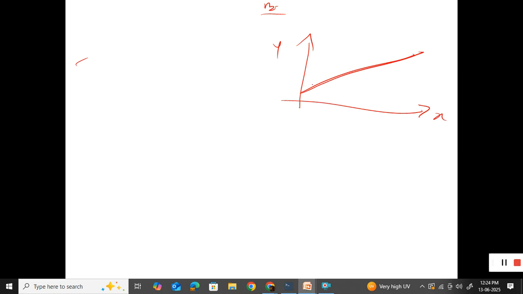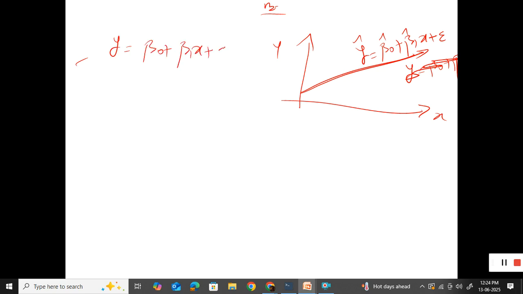My hand is a little bit shaking, and here this is y equal to beta naught plus beta 1 x plus e. So this is the equation for the linear regression. Especially this line represents y hat is equal to beta naught hat plus beta 1 hat x. The actual equation for the simple linear regression algorithm is beta naught plus beta 1 x plus e. This is the actual linear regression equation.